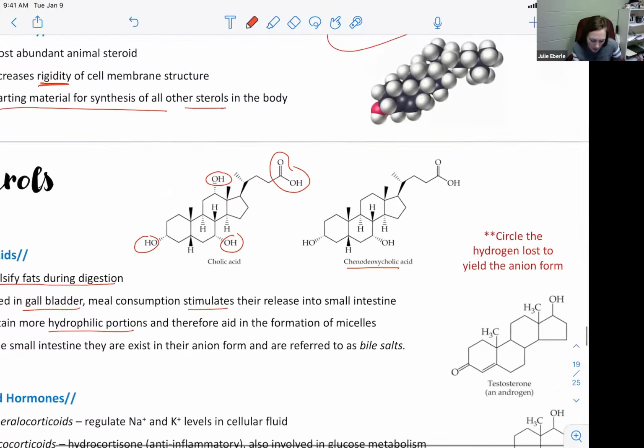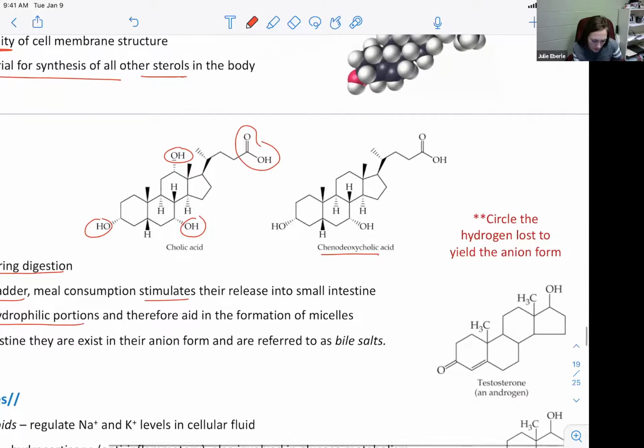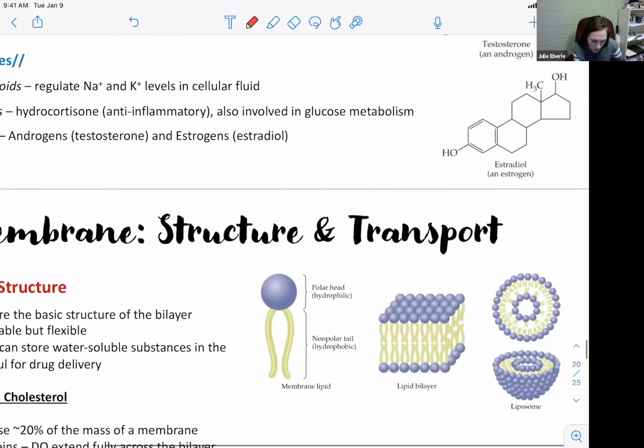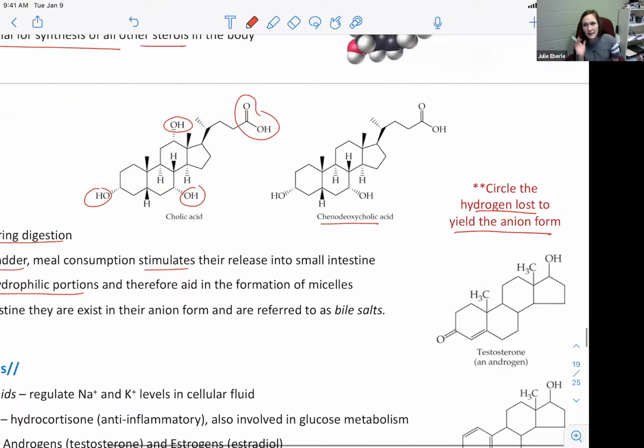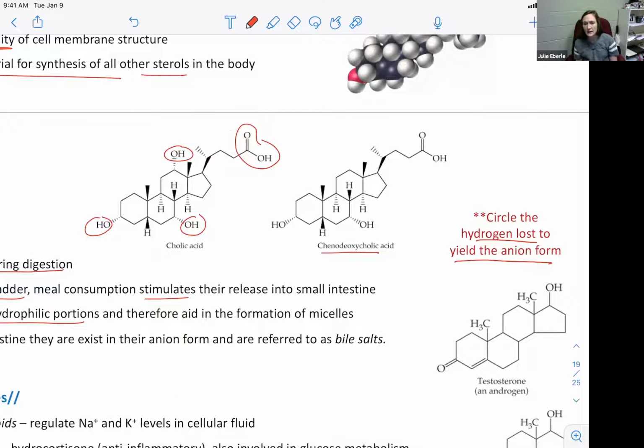I wanted you to look at this, can you circle the hydrogen that would be lost to yield the anion form? Because we said anything that has a carboxylic acid on it actually exists as the carboxylate anion at physiological pH. So I circled 4 OH groups there. Which one is the hydrogen that's lost? Which one's the acidic hydrogen?